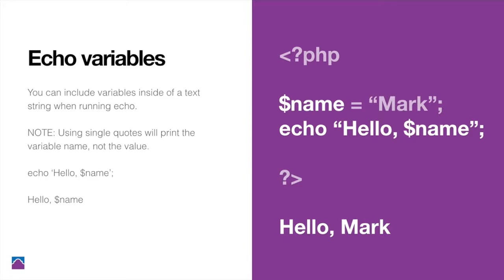And then to echo out a variable, you just say echo and then the variable name. And then when using single quotes, sorry, no, let me go back.